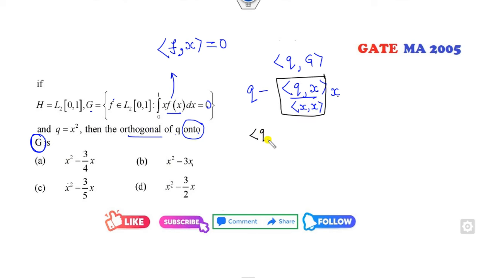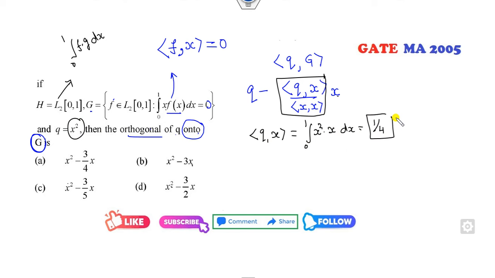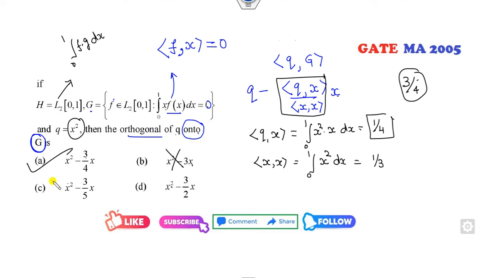So what is the norm of Q comma x? I can substitute here. It's L2. What is the norm of the L2? It is the integral from 0 to 1 of f into g dx. So the numerator part, Q is my x square, so x square into x from 0 to 1. So it's x cube, which is my 1 over 4. Clear? Now the denominator is x of x. Again I can substitute here. It is my x square. So the integration of the x square is 1 over 3. So the ratio will be 3 over 4. So my right answer is 3 over 4. A is my right answer.